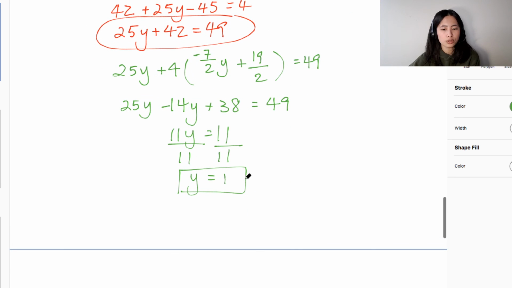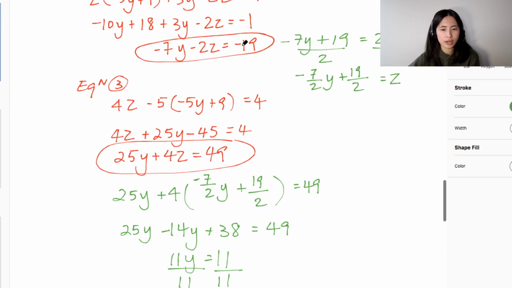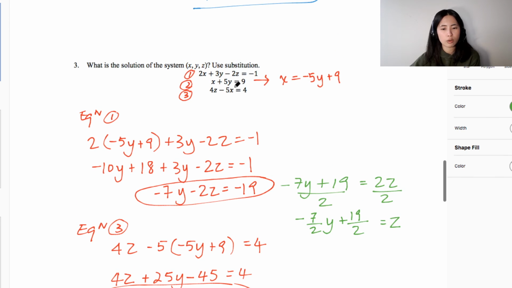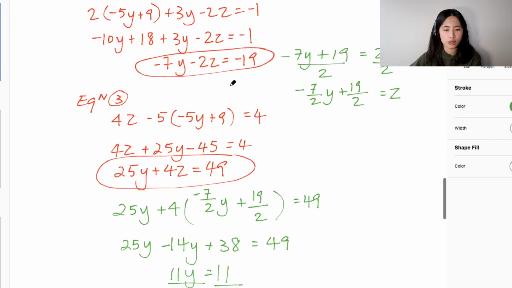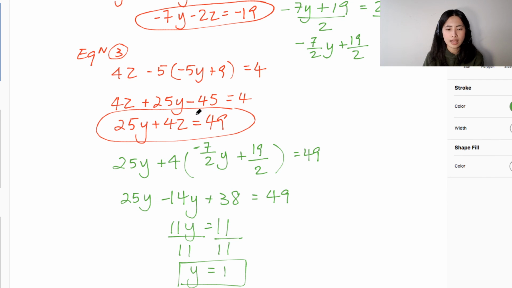right? So once I know that y is equal to 1, I go back to any of my equations. I can even use this or this, but let's say I'm going to use this, right? And then I'm going to solve for z, right? So once I know what z is, I'm going to plug that into my original equation, right? Any would work. Therefore, that's how I'm going to solve for x. So let's say I'm plugging y is equal to 1 back into this equation.